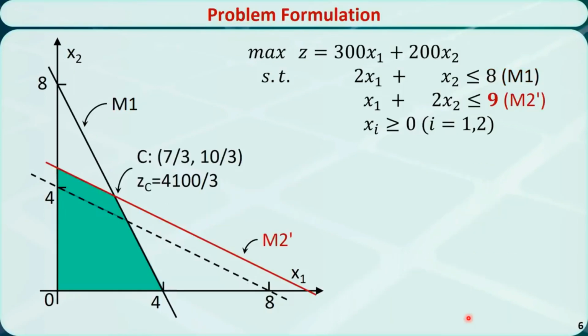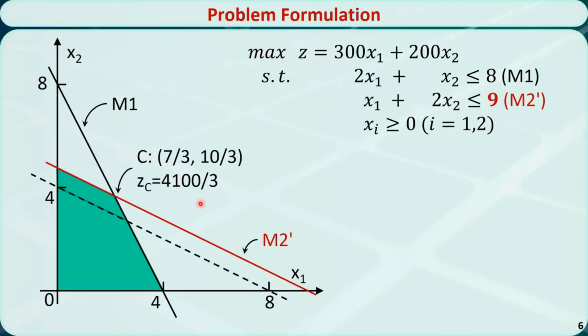For machine 2, we can do the same. We want to know if we change the available time by 1 hour from 8 to 9, how much will the z-value change? In this graph, the constraint for machine 2 will be changed to m2 prime, and the optimal solution will be changed to point C. The objective function value at this point is 4,100 over 3.